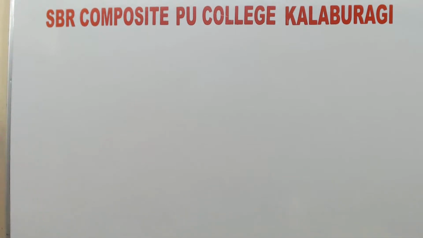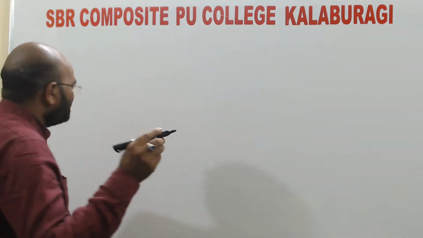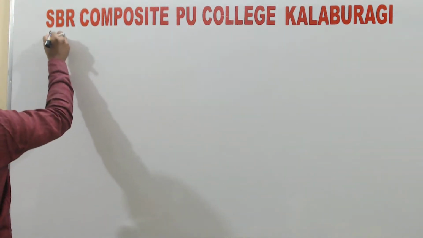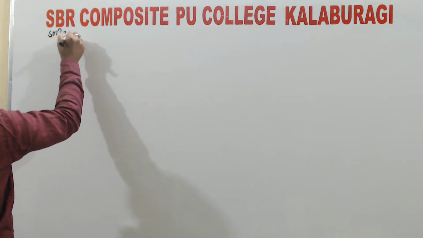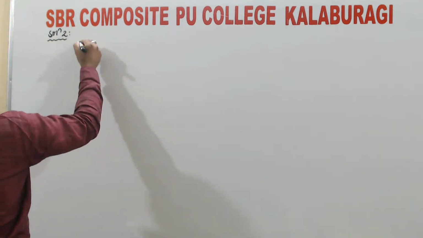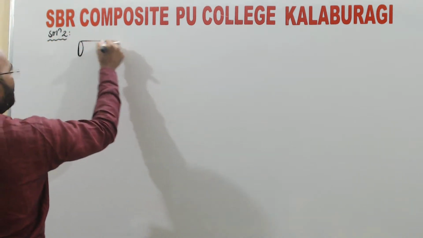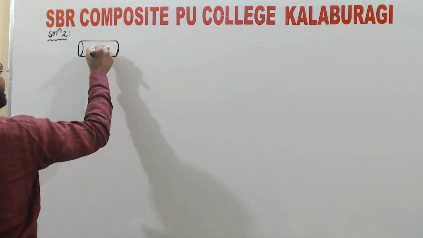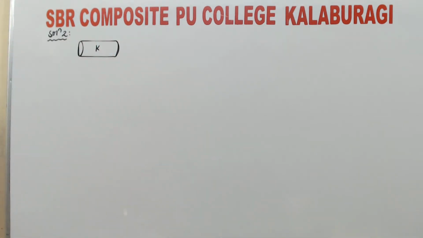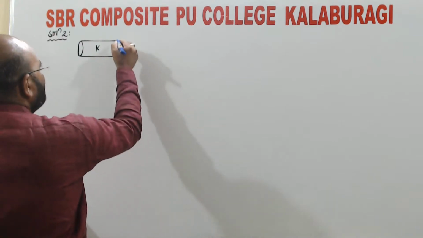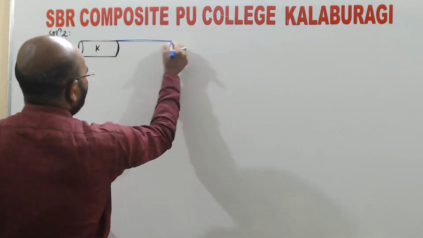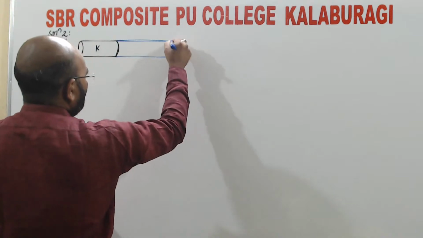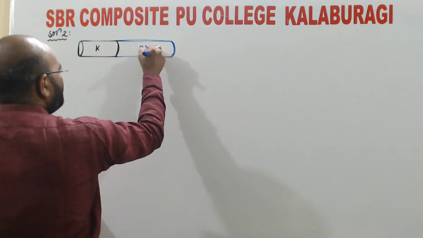In this question, two bars of thermal conductivity K and 3K are given. Solution for the second problem. Here the first bar is given whose coefficient of thermal conductivity is K, and the second bar is given whose coefficient of thermal conductivity is 3K.